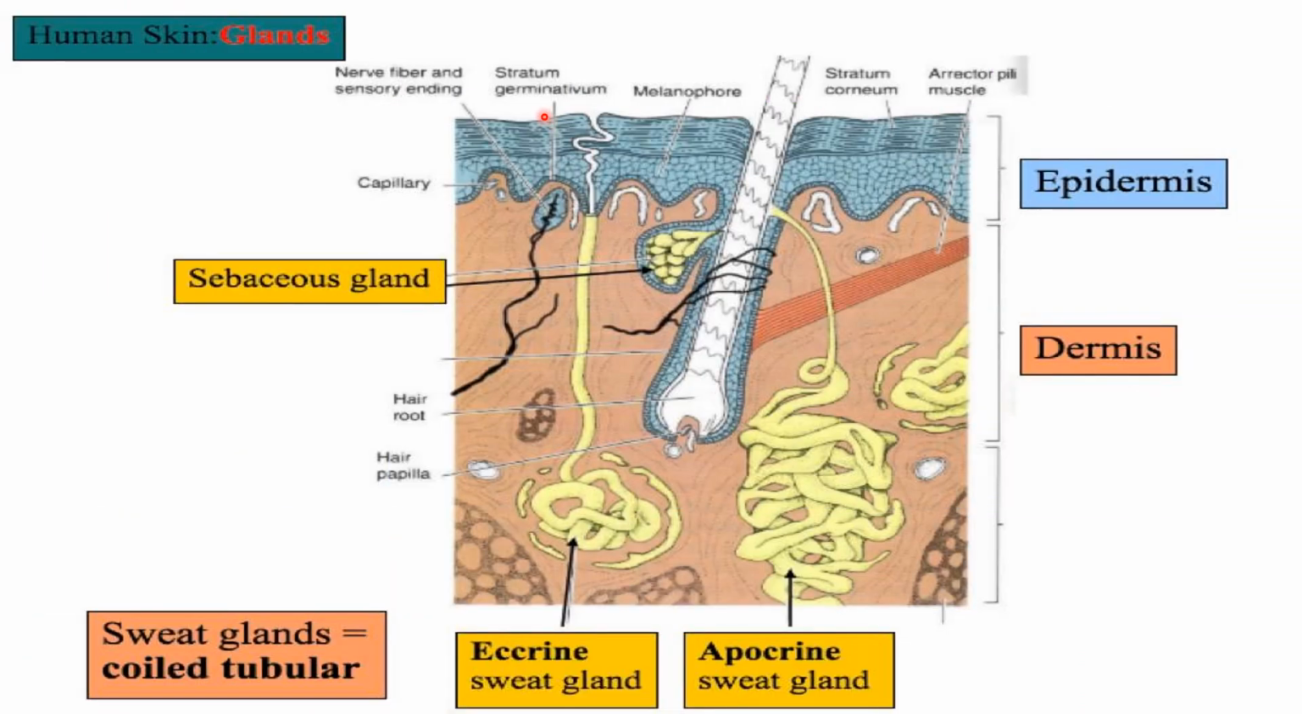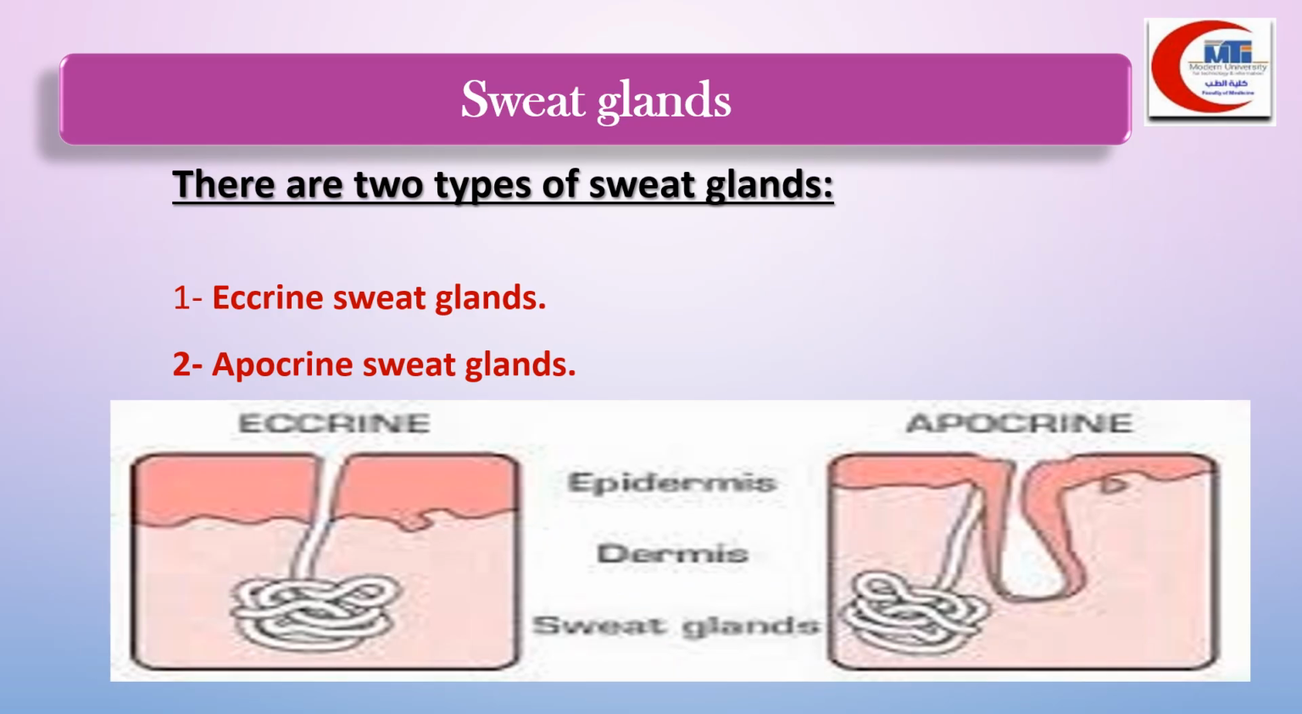The human skin glands include sebaceous glands, which are related to the hair follicles, and sweat glands, which are coiled tubular glands and include two types, eccrine sweat glands and apocrine sweat glands. Let's start with sweat glands, and we are going to discuss the sebaceous gland with the pilosebaceous system. Eccrine sweat glands mostly open onto the surface of the skin, while apocrine sweat glands open their ducts into the hair follicles, the upper part of the hair follicle above the opening of the sebaceous gland.